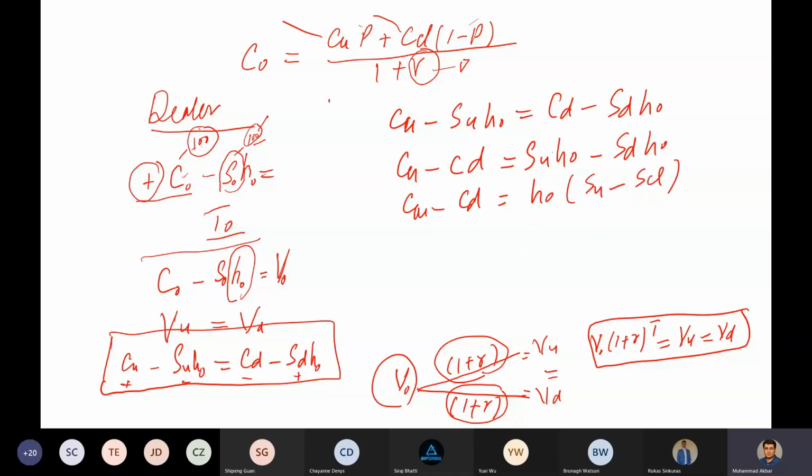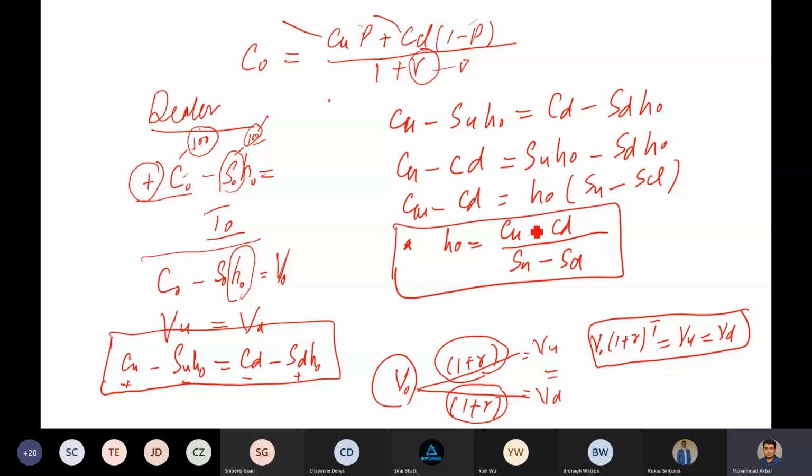So if I rearrange it further, the hedge ratio is equal to CU minus CD divided by SU minus SD. So this will be the hedge ratio. If I get the intrinsic value of the call if it goes up, minus the intrinsic value of the call if it goes down, and divide that by the stock price if it goes up minus the stock price if it goes down, I'll get the hedge ratio. This calculation, you see, is relatively easy to understand.